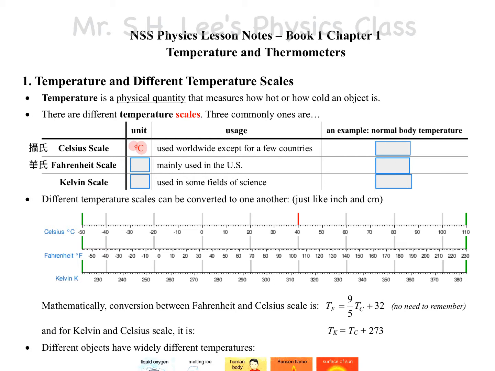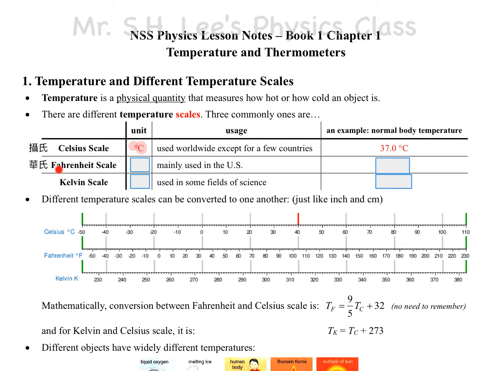If you are using the Celsius scale, then for example, if you measure the normal temperature of the human body, it's about 37.0 degrees Celsius. Note that this is actually just an approximation, because different people have slightly different body temperatures, and even for the same person, his or her body temperature can differ slightly from time to time.